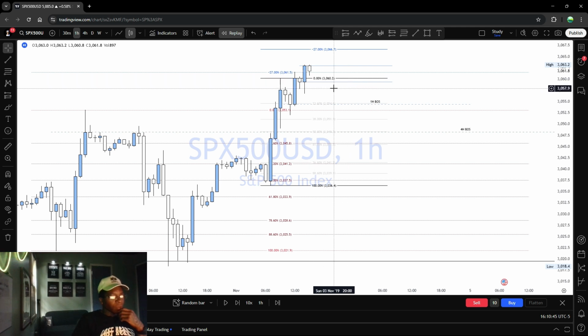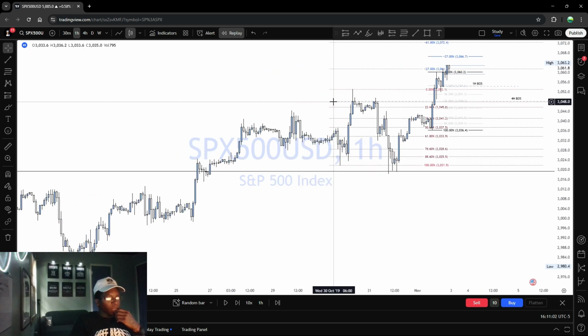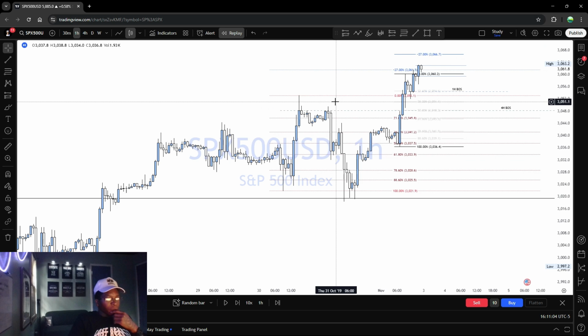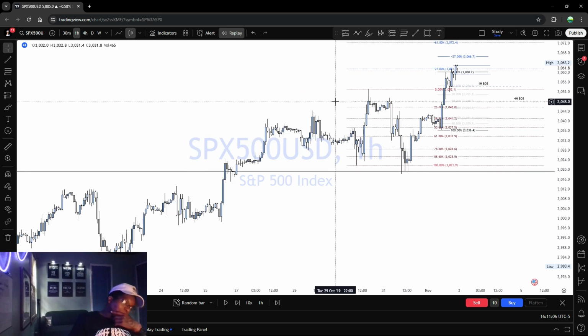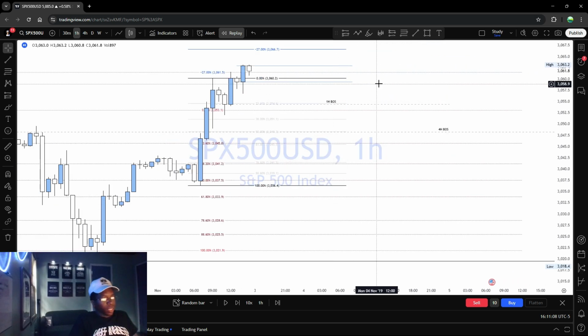So we could see price open immediately and go to this area, or we could see price, you know what I'm saying, retrace a bit, maybe come back to this point, and if we do get a confirmation, we can take that trade, which really won't be a big trade on 1 hour, but let's go and start.